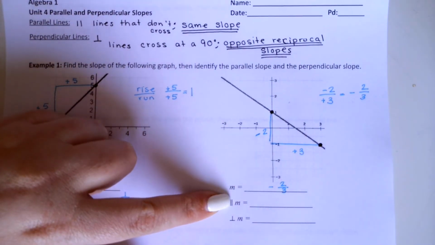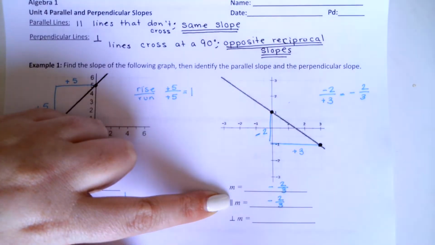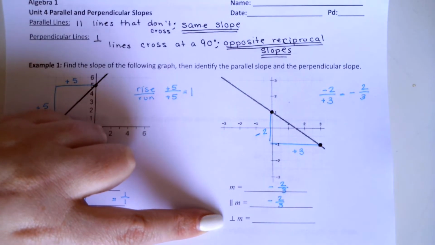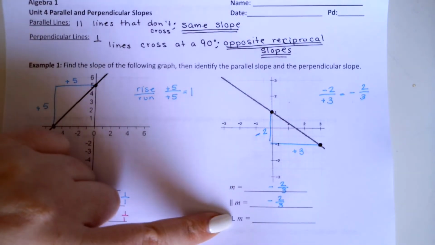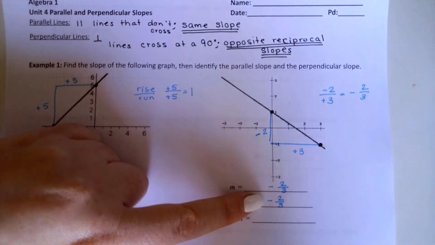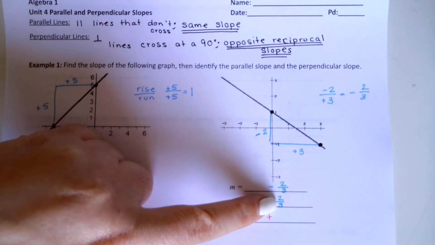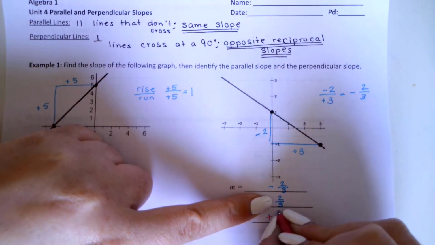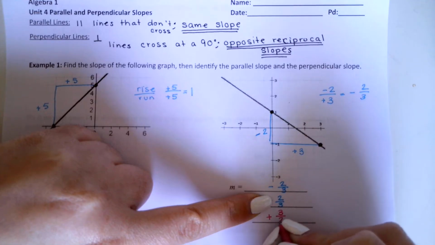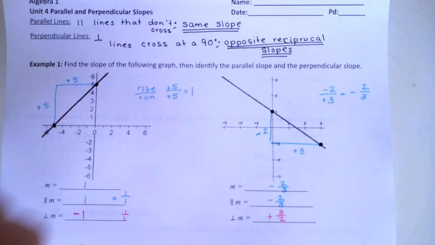My parallel slope will be the exact same, another -2/3. And then my perpendicular, sorry, I'm getting stuck on that word. Perpendicular slope is going to have the opposite sign, so it's actually going to be a positive. And it's going to be a flip of this fraction. So instead of 2/3, I flip it upside down, so it becomes +3/2. And you don't need to write the positive sign, but my perpendicular slope is 3/2.